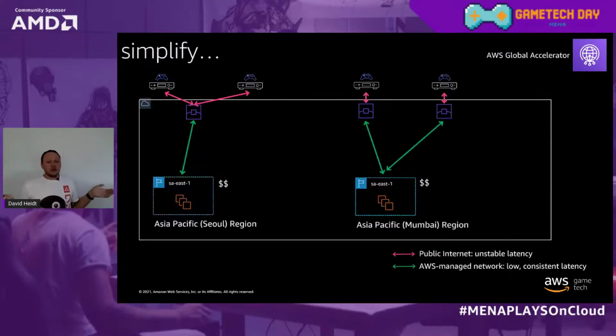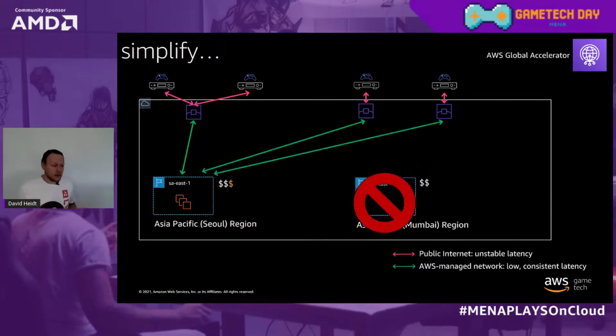But you can also use it to simplify existing deployments. Let's say you have 2 AWS regions. I chose here Seoul and Mumbai, both Asia Pacific regions. And you say, well, we deployed there in 2 regions because we wanted to have the better latency. But it can be that if you utilize Global Accelerator, you can completely go away from one region, shifting the traffic maybe to only 1 instead of 2 regions.